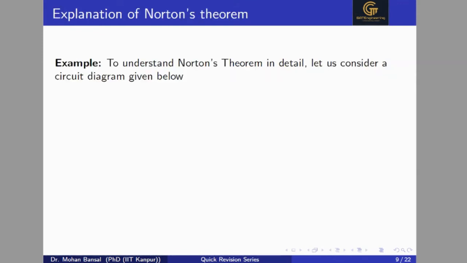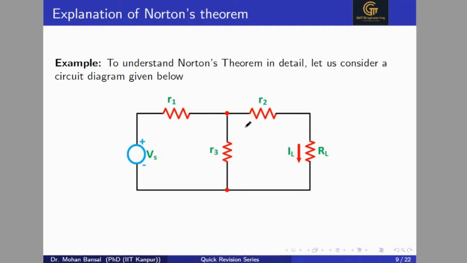Now we will see one problem for a better understanding of Norton's theorem. This is the problem we have been given. Just consider R1, R2, R3 and RL are known to us, and Vs is also known to us, and we have to compute the IL in the load resistance RL. Let's see how we can simplify it.